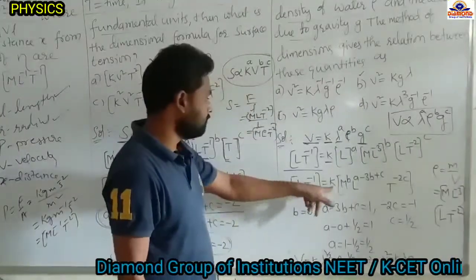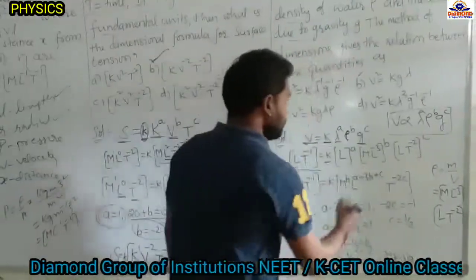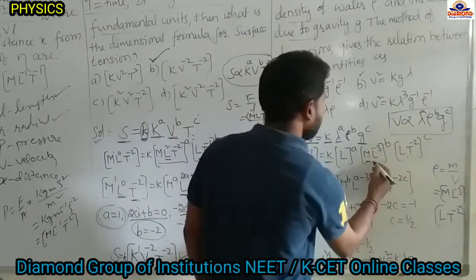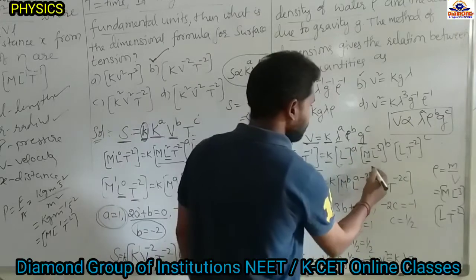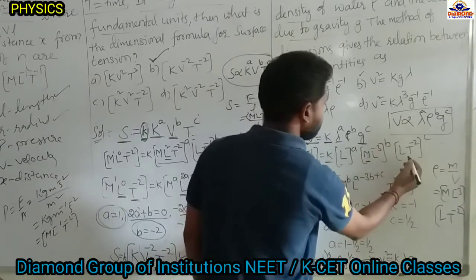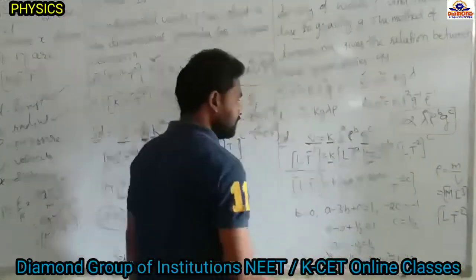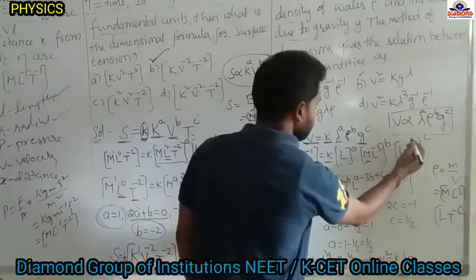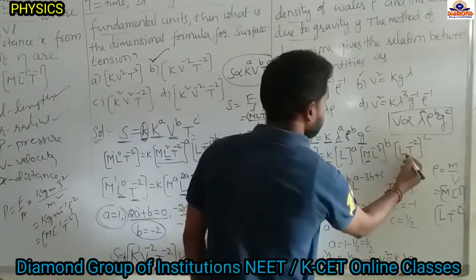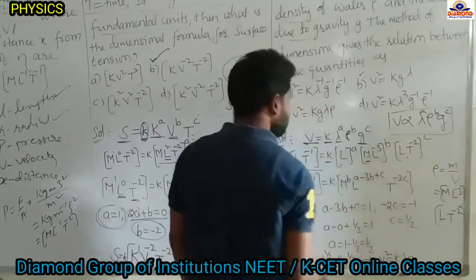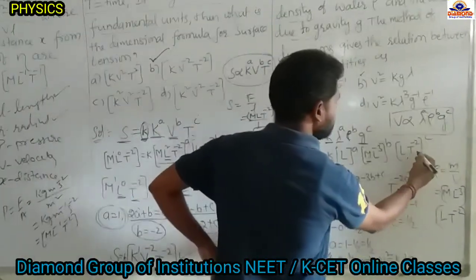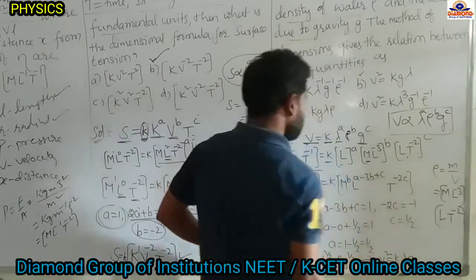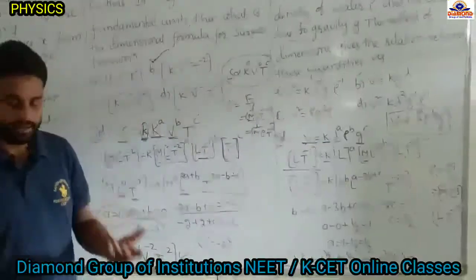Now on the right side, the same dimensional constant, and M only one time, the power is b, M power b. After that L, so L power a into L power minus 3b into L power c. Bases are the same, add the powers: L power a minus 3b plus c. And compare the T also. Here T is only one, T power minus 2c. Now compare the left and right side powers.